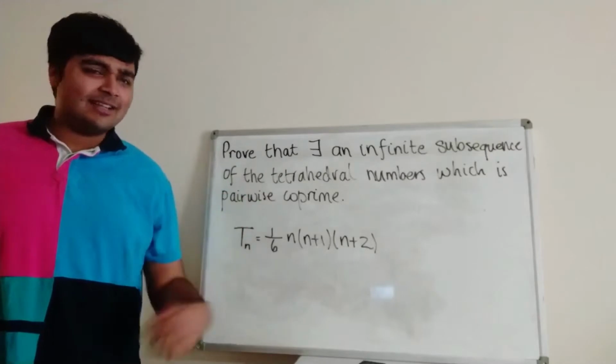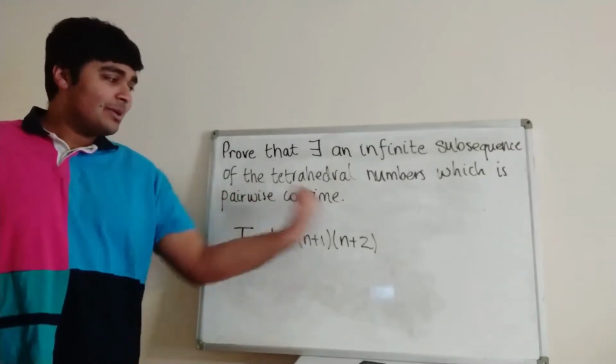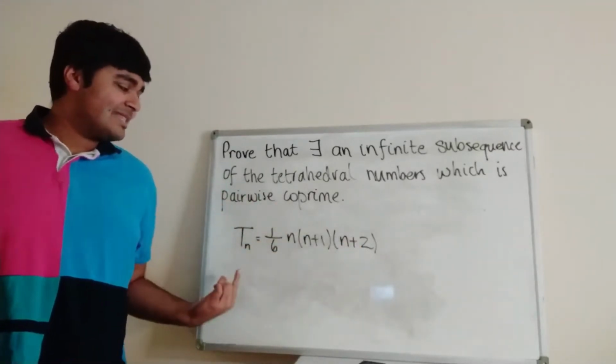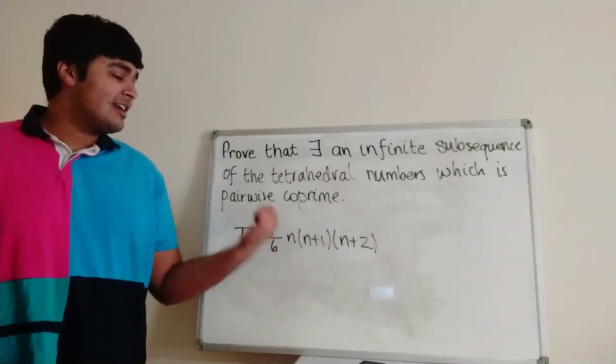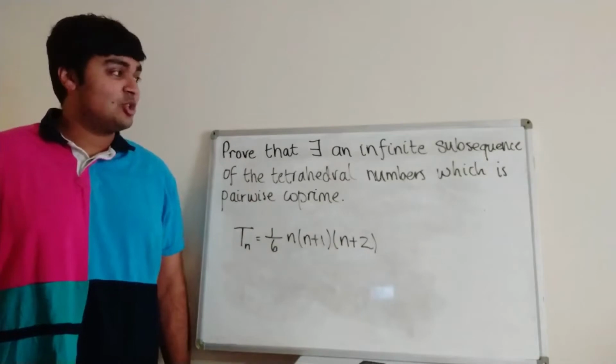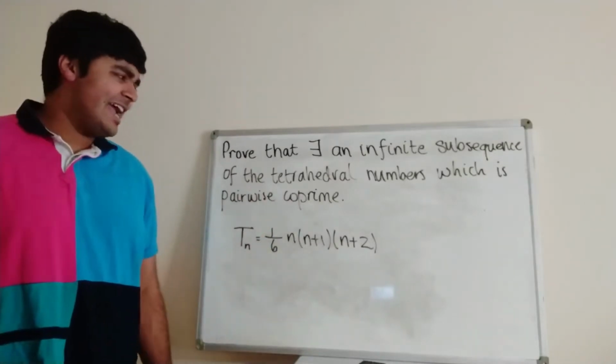So let's break this down a little. Firstly, what is a tetrahedral number? Well, it's simply any number of this form here. So T_n, which is what I'm going to use to denote a tetrahedral number, is n times (n+1) times (n+2) over 6, for a positive integer n.